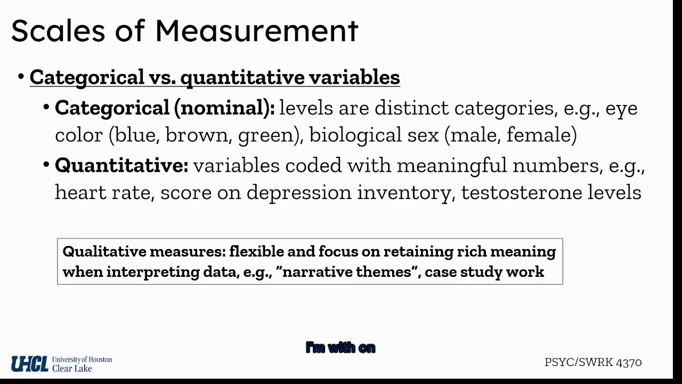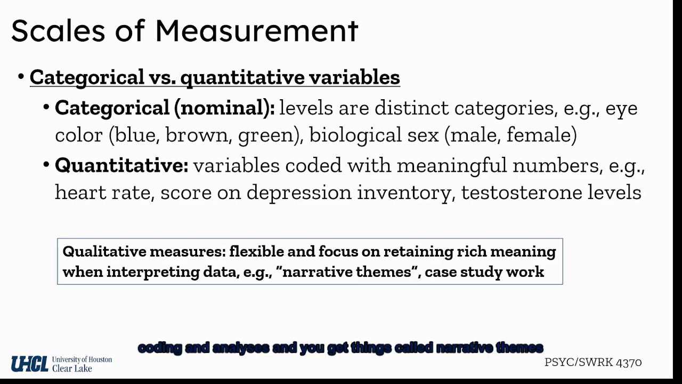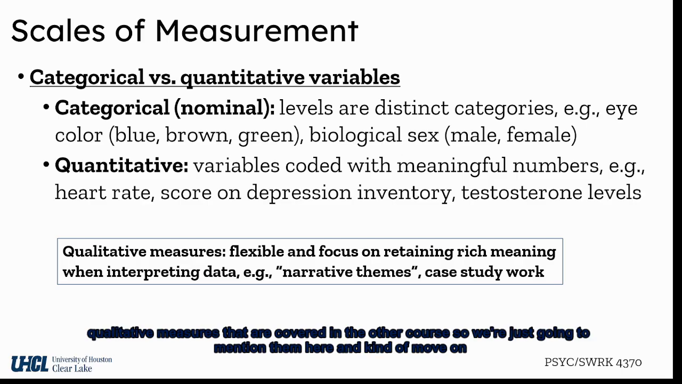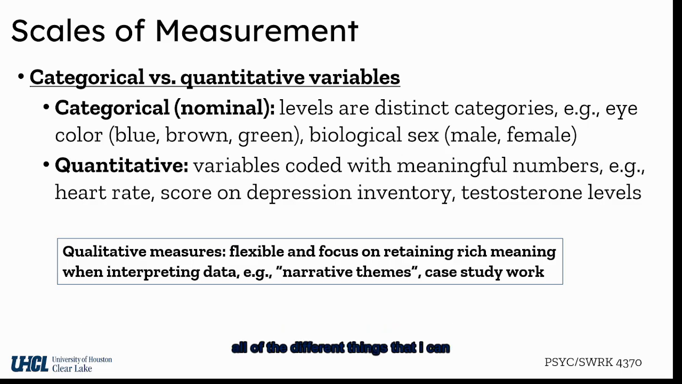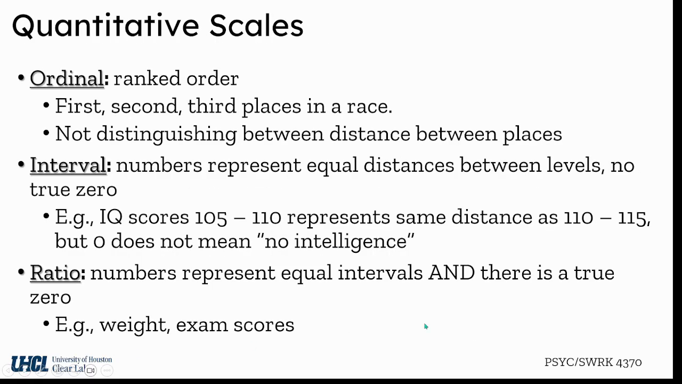And you can interpret them with certain qualitative coding and analyses, and you get things called narrative themes, or you might do a case study. Those are qualitative measures that are covered in the other course, so we're just going to mention them here and move on. But your other group is going to be your quantitative variables, and these are going to include all of the different things that I can quantify and code with a meaningful number, like heart rate or scores on a depression inventory.